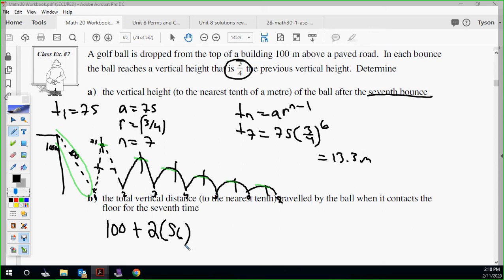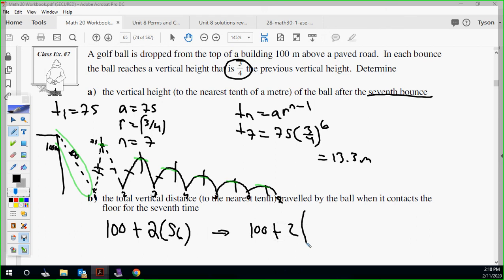Correct. So you're right, it'll add them. But if I do just S6, that adds the ups, right? Every up. And so the double gets the down for me. That's why I have the double, okay? And then plus 100. So we're ready to go. So let's do it. So we got 100 plus 2 times S of 6.